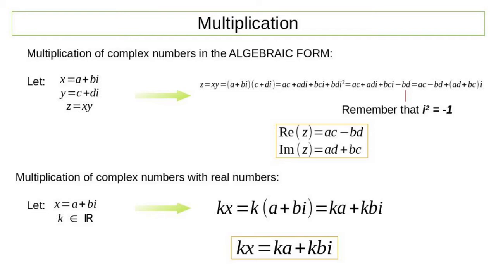Then, you should end up with a number which has a real part equal to ac minus bd, and an imaginary part equal to ad plus bc. There is another kind of multiplication you can do with complex numbers, and it's the multiplication of a complex number with a real number. Here we can call our real number k, and the complex number you will end up with is ka plus kbi.